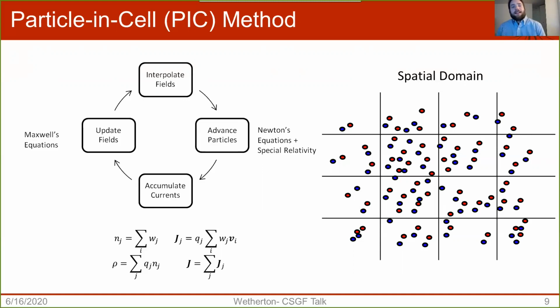And the general idea is that you look at every particle, you see what the field is at the location of the particle, you advance the particle according to Newton's equations, then you can accumulate currents based on what the new positions and velocities are, and based on those currents, you can use Maxwell's equations to find out what the electromagnetic fields are.